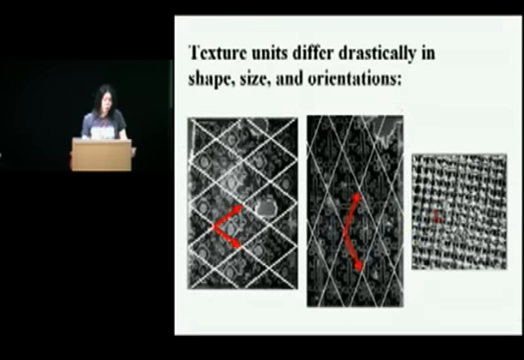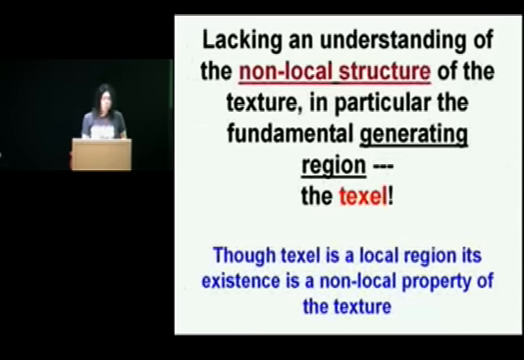Later on, this is some of the result from our work. I just want to show you here to demonstrate that indeed that patch, that smallest unit that perhaps we call sometimes texton, sometimes texture cell, is indeed very different in size, shape, and orientation. So what's really happening here is that those Markov property-based algorithms lack an understanding of this non-local property. Although each patch is a local thing, it's really determined by some kind of global or structural property of the texture.